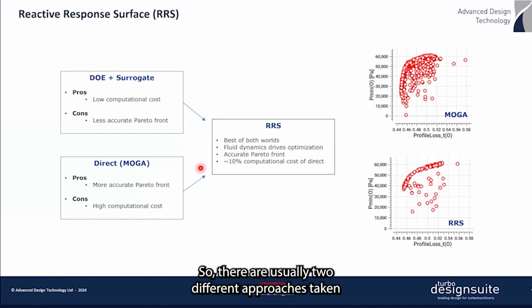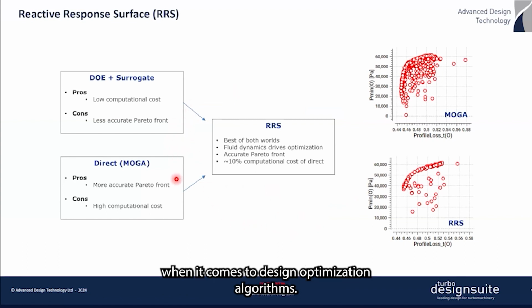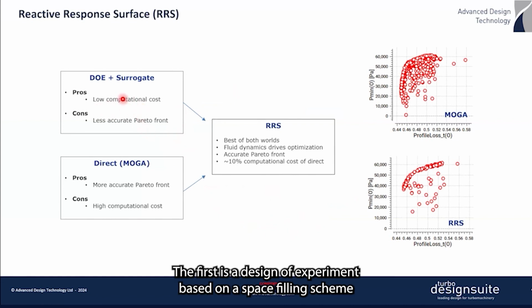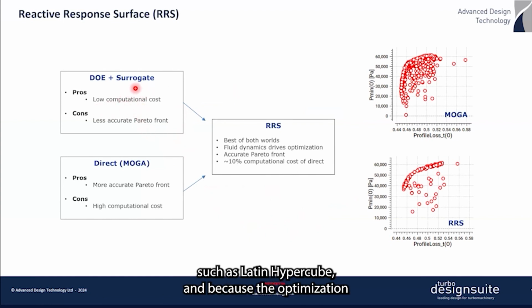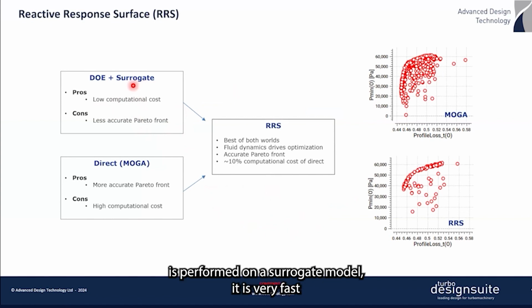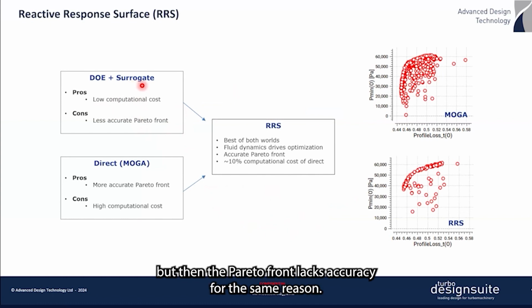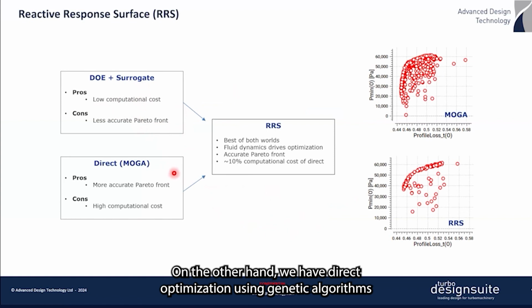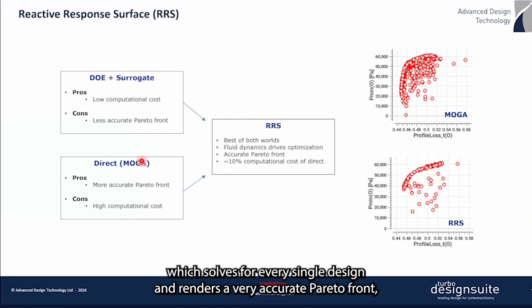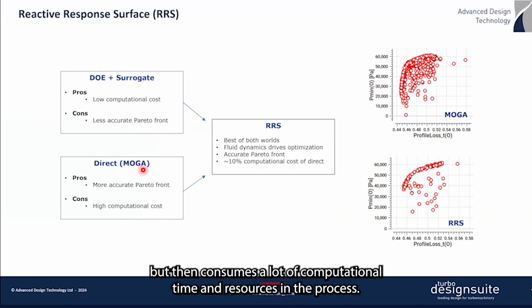So there are usually two different approaches taken when it comes to design optimization algorithms. The first is a design of experiment based on space filling schemes such as Latin hypercube. And because the optimization is performed on a surrogate model, it is very fast, but then the Pareto front lacks accuracy for the same reason. On the other hand, we have direct optimization using genetic algorithms, which solves for every single design and renders a very accurate Pareto front, but then consumes a lot of computational time and resources in the process.